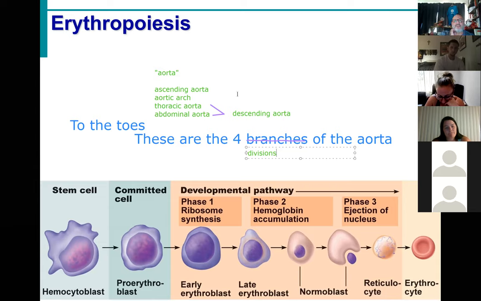If you think about it, as we talked about, how many blood vessels branch off the ascending aorta? Two, right? There are only two blood vessels that branch off of the ascending aorta, and those are the right and left coronary arteries. How many blood vessels did we say branched off the aortic arch? Three, right? And we could name those: the brachiocephalic, the left common carotid, and the left subclavian.